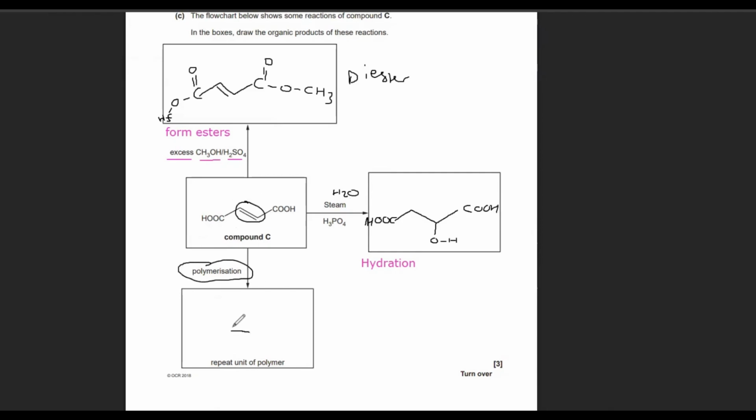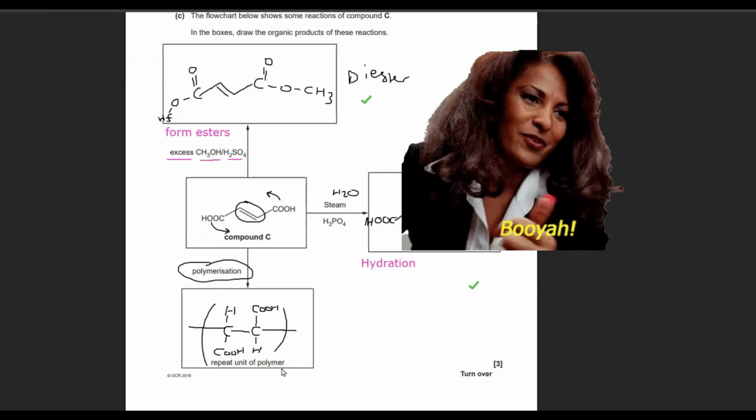Now we're going to do polymerization. When you do addition polymerization, you want to tuck the functional groups up here, and just concentrate on that double bond where the C=C double bond is. Turn that into just a single bond, add brackets to either side of it, and tuck everything else up on the other sides, and that's your repeat polymer. Booyah!